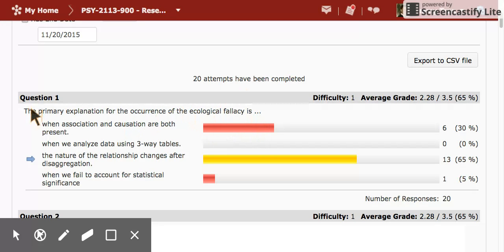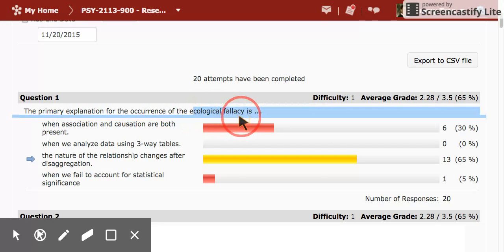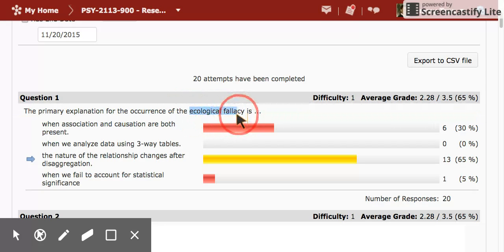So the first one is talking about the occurrence of ecological fallacy. If you guys can remember, that's when a relationship changes when we look at the way we group the relationship. So this is related to the Berkeley study, which is another question later on. Basically, the nature of the relationship changes after this aggregation. So the way you grouped your data basically gave you one picture, and if you ungroup it and look at it a different way, then the relationship changes. So that's basically the definition of ecological fallacy.